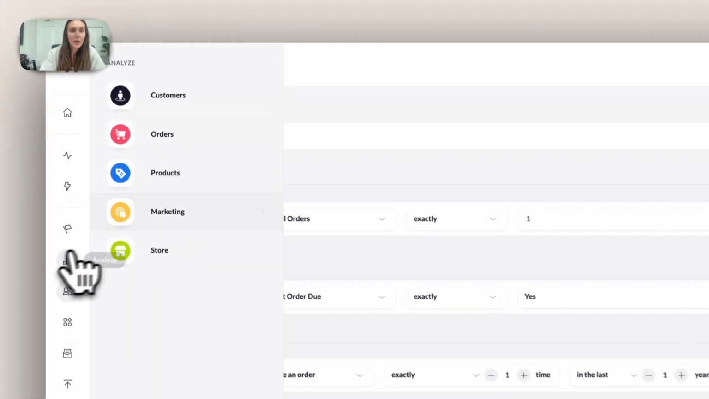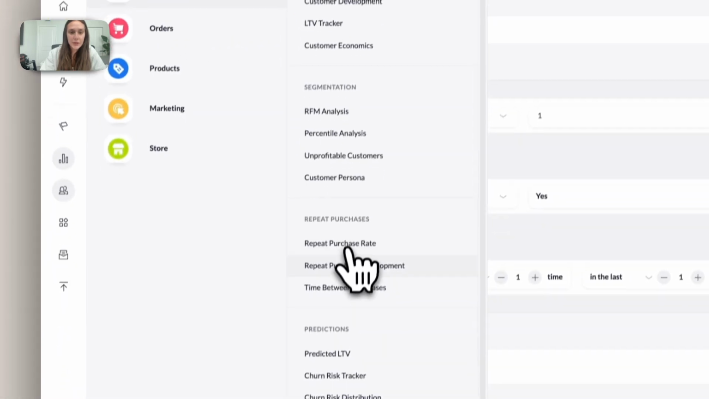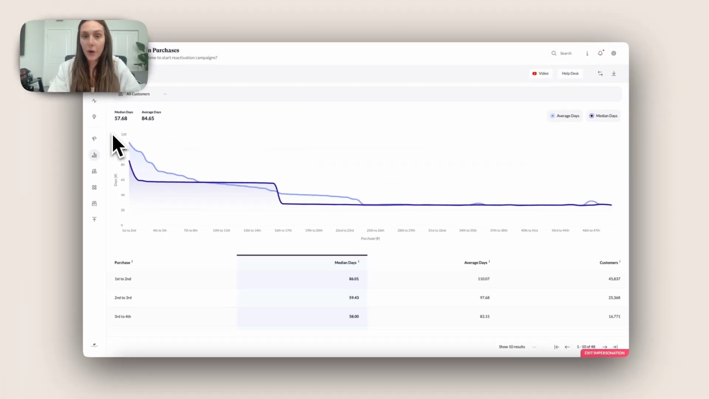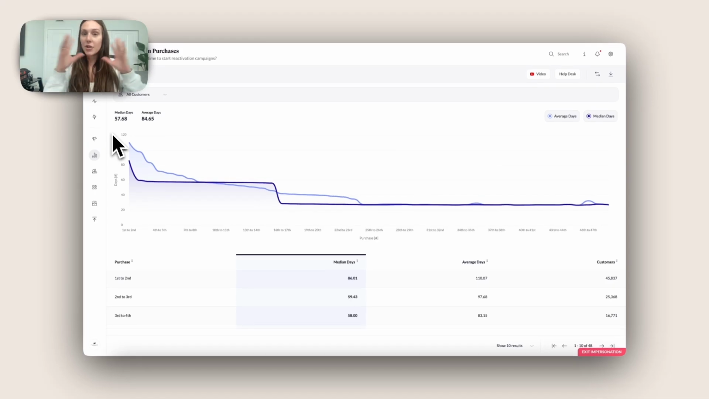In addition, coming back over to that report, so the time between purchases, this is a historical report, and the idea is just to get a general understanding as to how long it takes your customers to go from order 1 to order 2 to order 3, and so on, so you can get an idea of your customers' natural behavior. However, if you wanted to make this more time specific, there are ways to do so.